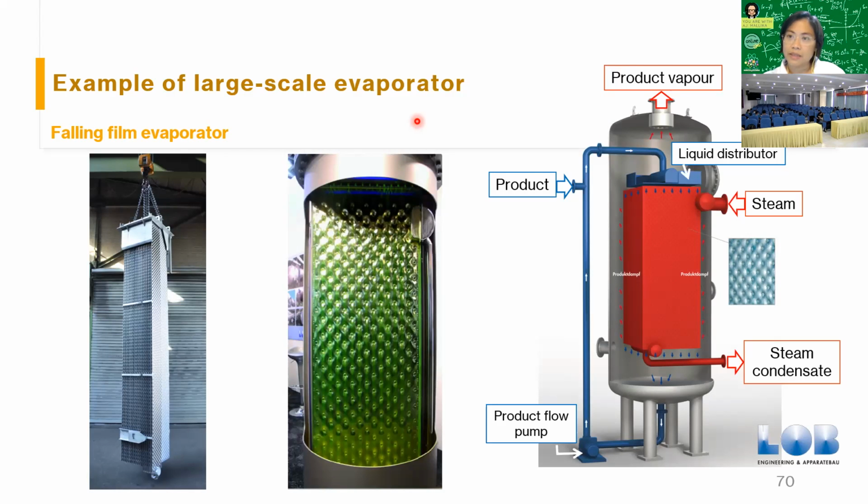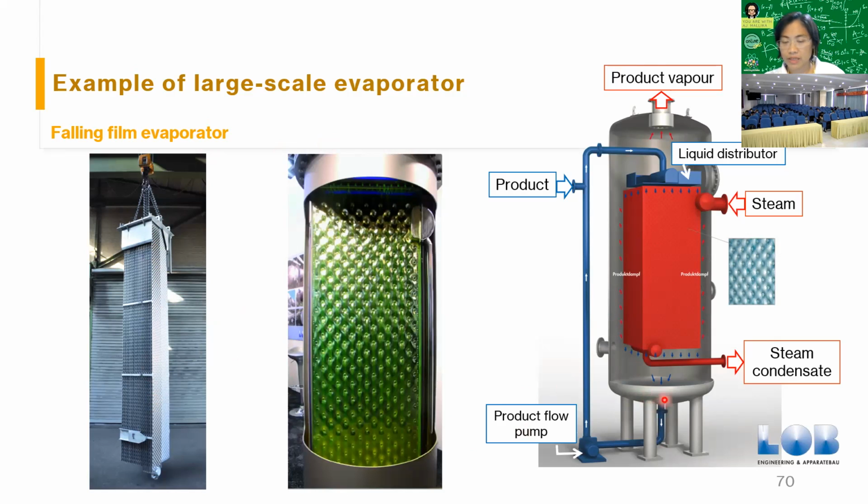This is another type of evaporator, called a falling film evaporator. It is being used a lot in larger scale. It is a falling film because inside is like a plating, you see, with a lot of interchange area, the exchange area between the heat and the liquid.